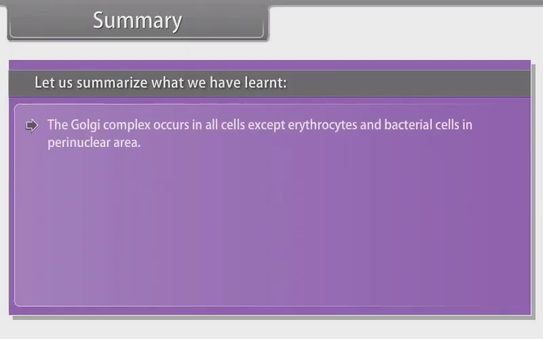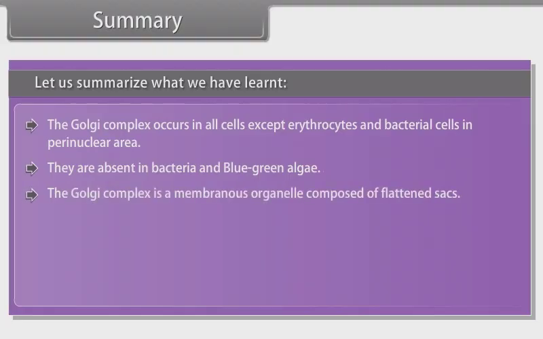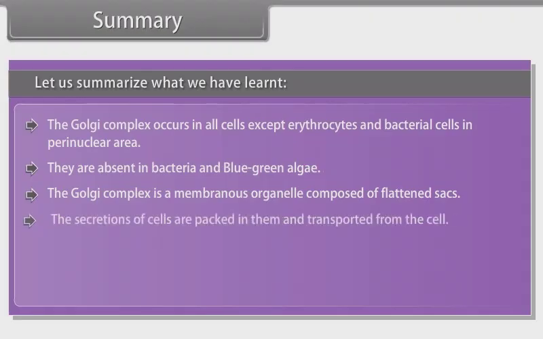The Golgi complex occurs in all cells except erythrocytes and bacterial cells, in the perinuclear area. It is absent in bacteria and blue-green algae. The Golgi complex is a membranous organelle composed of flattened sacs. The secretions of cells are packed in them and transported from the cell.